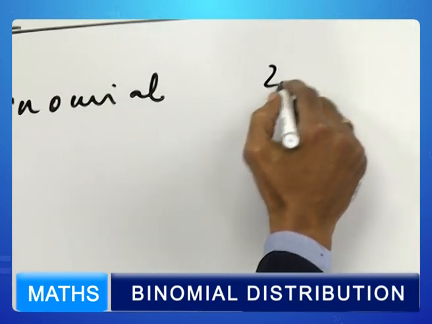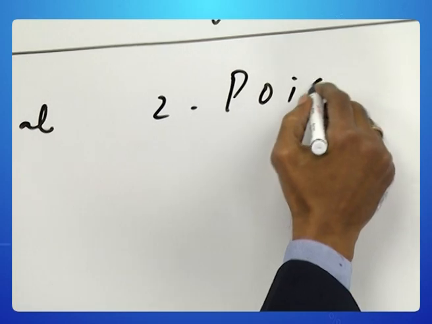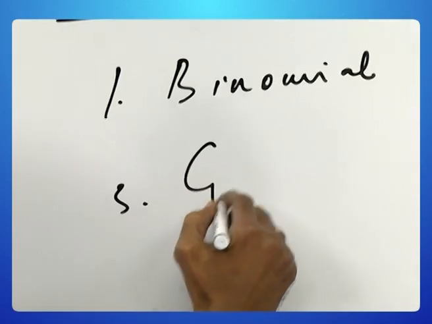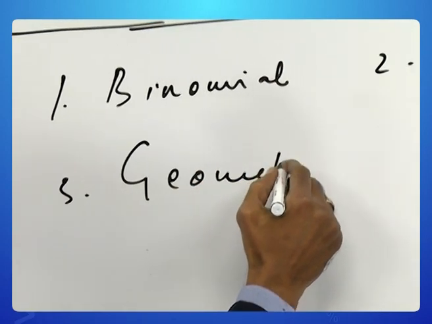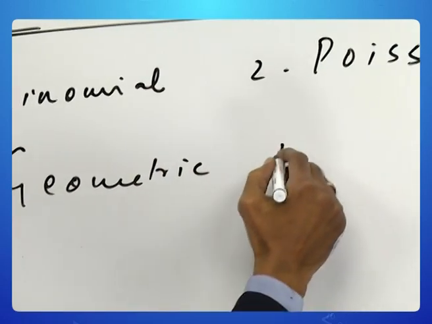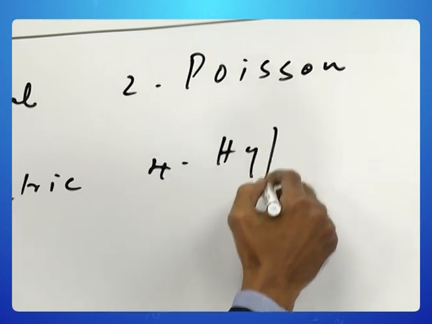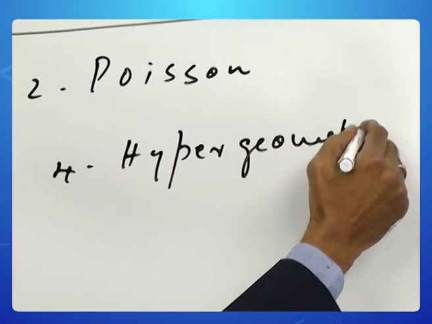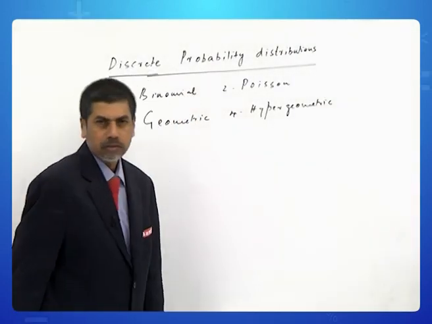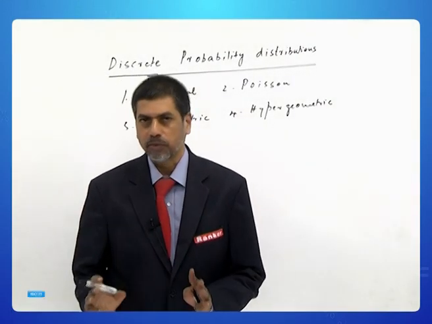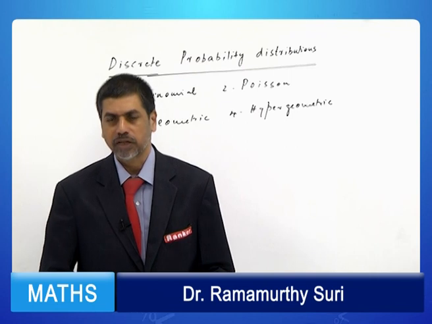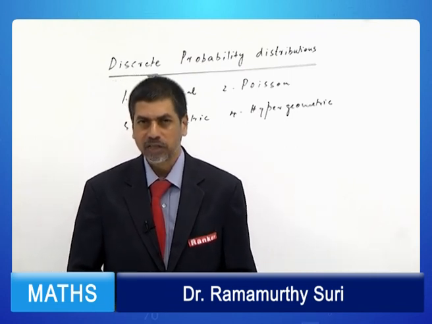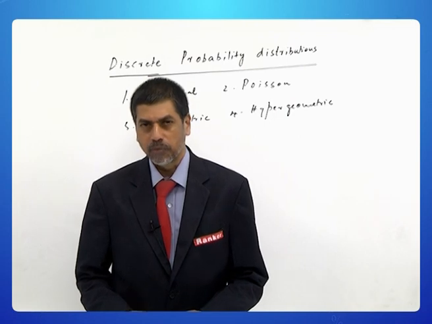binomial, Poisson, geometric, and hypergeometric. So these are generally some of the distributions that can be connected to practical situations. We will specifically discuss the binomial and Poisson probability distributions.